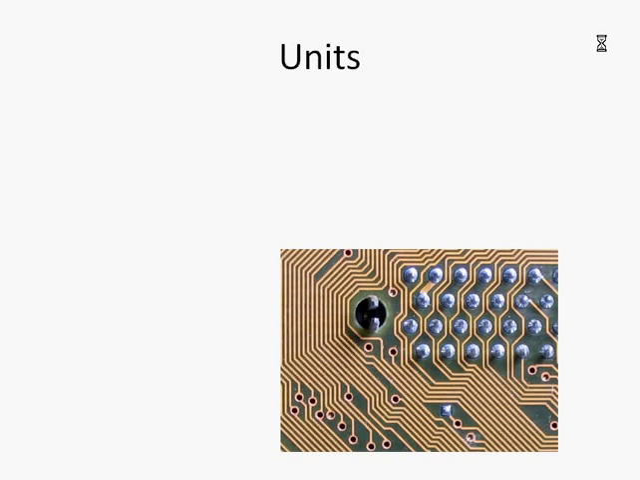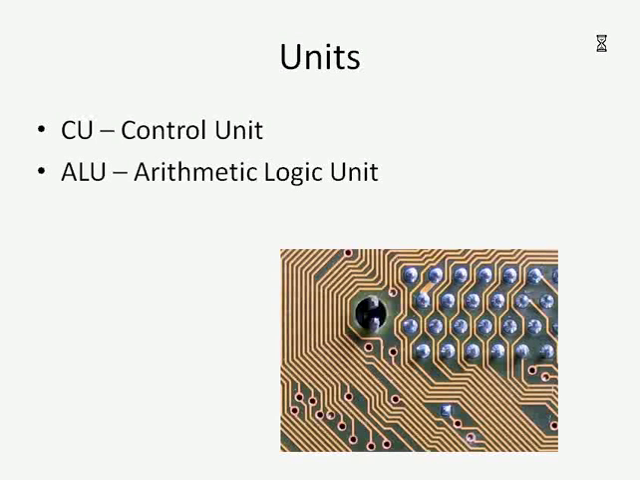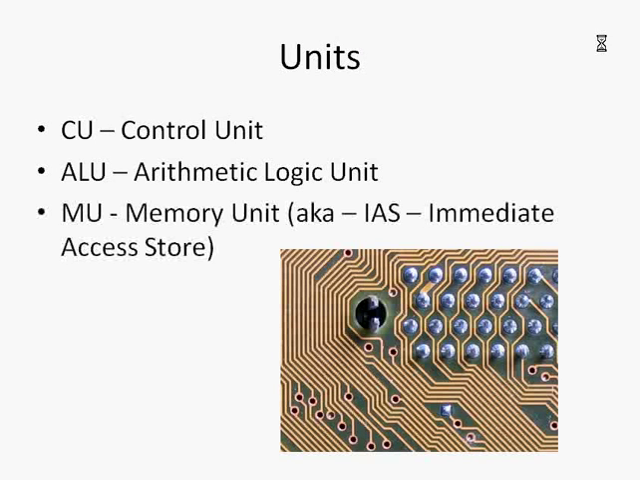So the different units. Now you'd struggle to see the different units on the processor chip. It'd be almost impossible to make them out. But you need to know about them, and you need to know definitions for them. The first one is the CU, the control unit. Then we've got the ALU, the arithmetic logic unit, and the MU, the memory unit, which we also might know as the IAS, the immediate access store. First of all, the CU, then, the control unit.